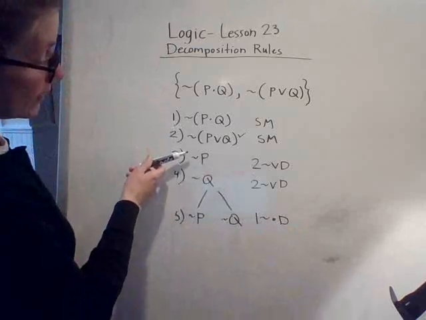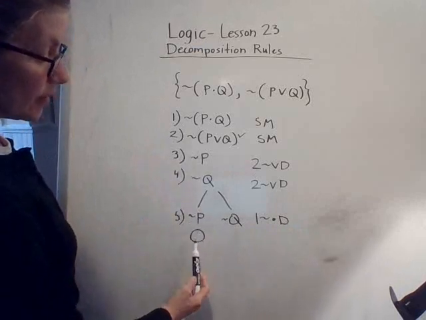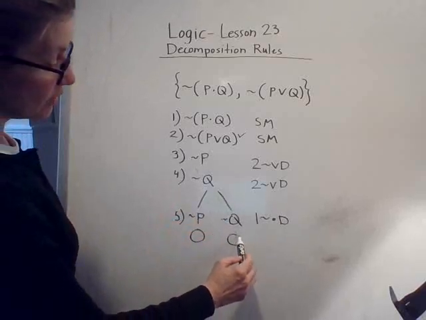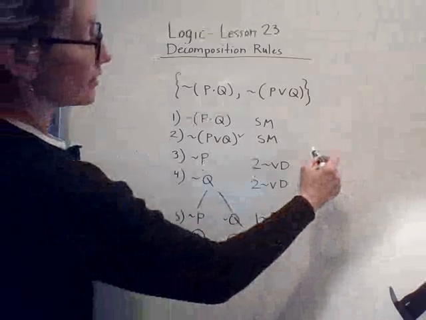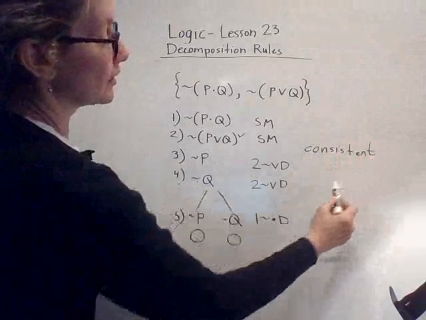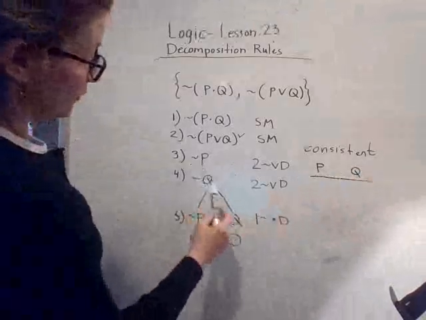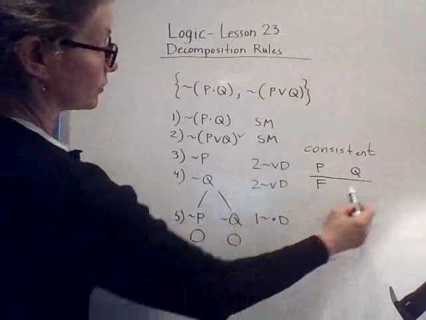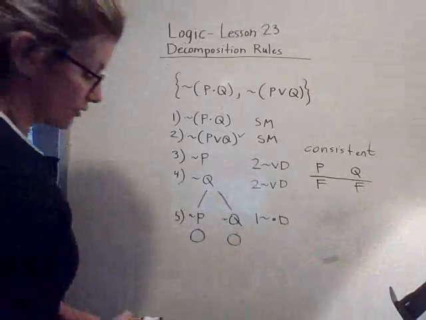Okay, so we're going to look for any contradictions: not P, not Q, not P. So no contradictions there. So we put a circle for an open branch. And then not P, not Q, not Q. No contradictions there. So another open branch. Okay, so we see that because we have an open branch, this proposition is consistent, and we can recover truth values. So we have a P and a Q, and our truth values would be not P, so that's false, and not Q, so that's false. So our truth values are false and false. All right, let's do another example.